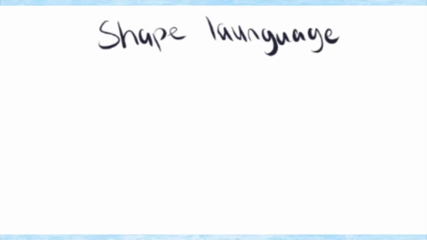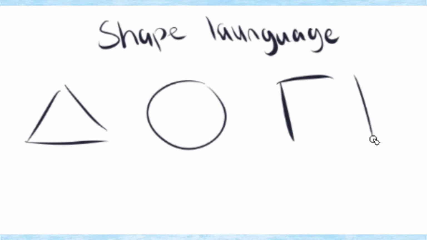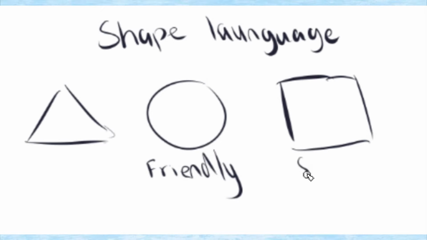Actually, we're not ready to start drawing yet. First, I need to talk to you guys a little bit about something called shape language. Basically, shape language is in character design, or just design in general, different shapes make you feel different things. A circle, for example, would make you feel friendly and trustworthy, like you can count on them, and kind of bubbly. A square feels serious because there are perfect edges and it's very straight.